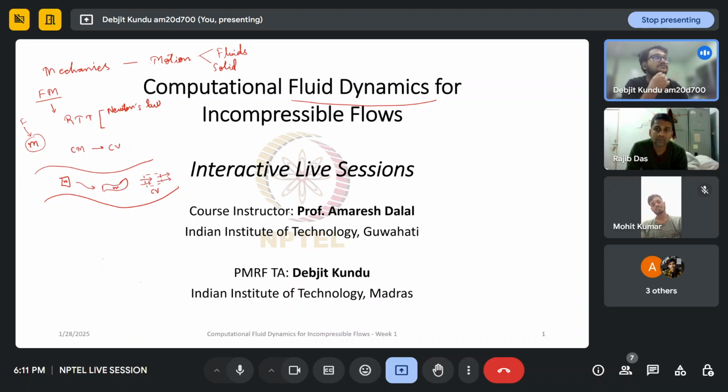So now, coming back to mechanics, all we know is Newton's law for a control mass. So what Reynolds transport theorem does is that it helps transform this Newton's law and allows us to apply Newton's law to a control volume. So from a control mass to a control volume, we can go. So that's what Reynolds transport theorem does.